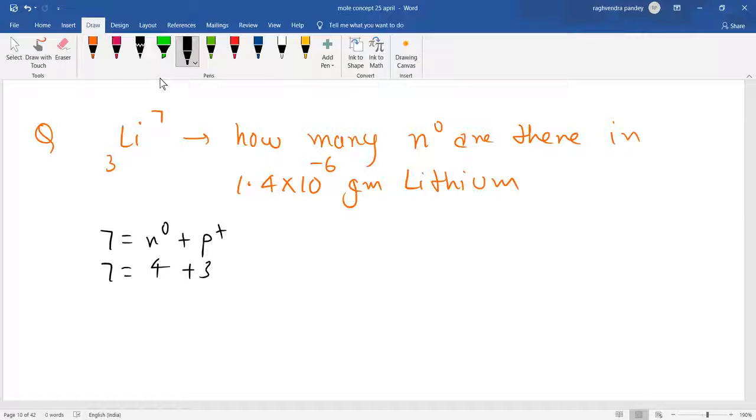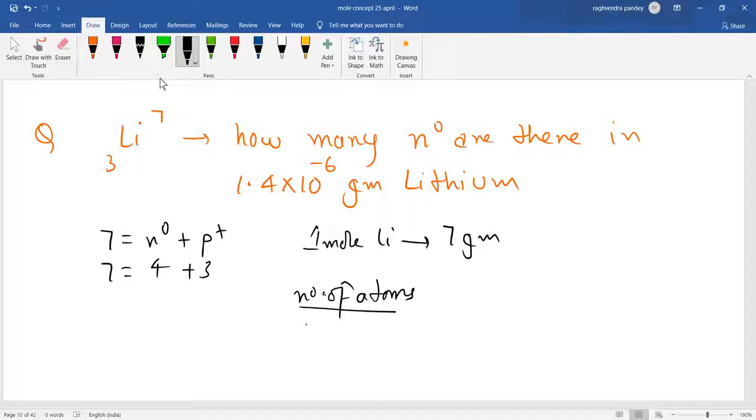If I talk about this one, 1 mole lithium has how much mass? 7 grams. Then we have this much amount, 1.4 into 10 power minus 6 gram lithium. So how many lithium atoms are there? I am just using that formula. I have to find the number of atoms: number of atoms divided by Avogadro number, 6 into 10 to the power 23.